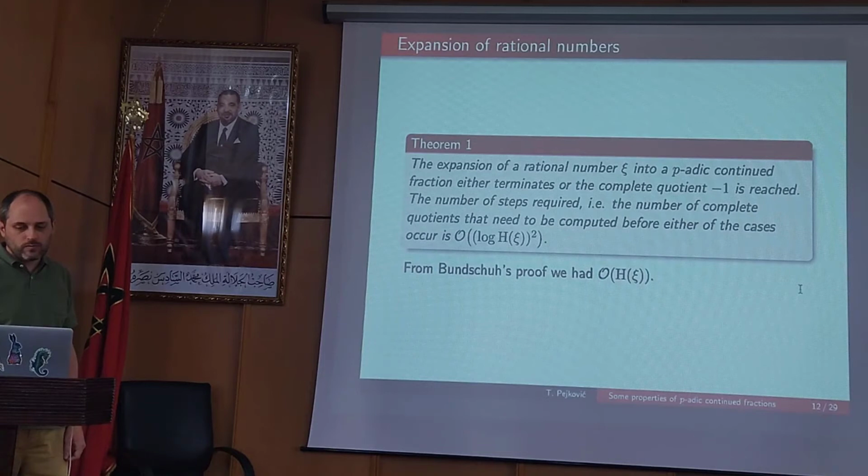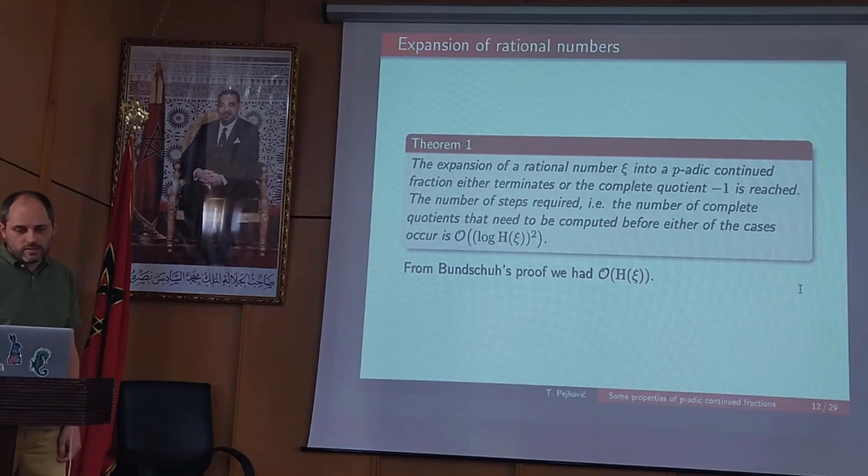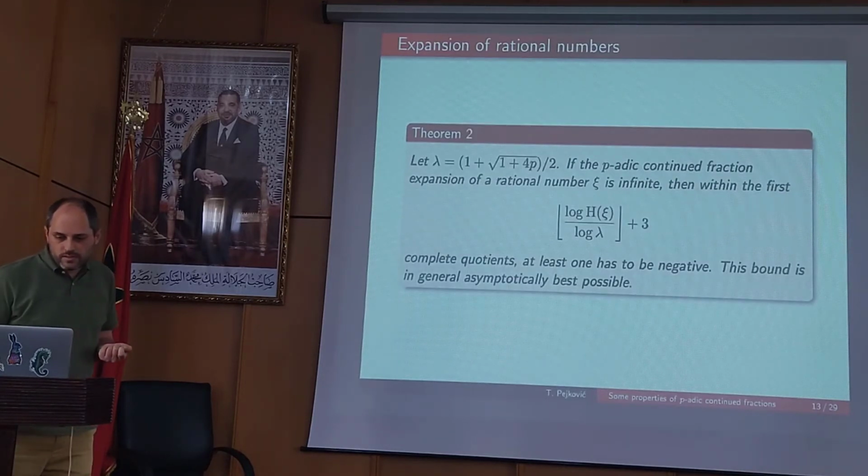So from Browkin's proof, we had that this number of steps is big O of the height of psi, so this is an improvement, although in his proof he is not interested in bounding this number of steps before reaching minus 1. However, if we are only interested in whether the continued fraction expansion terminates or not, we don't have to go all the way up until we reach minus 1 as a complete quotient. As soon as we have some negative number as a complete quotient, we know that the expansion cannot terminate. So we also have a result for this.